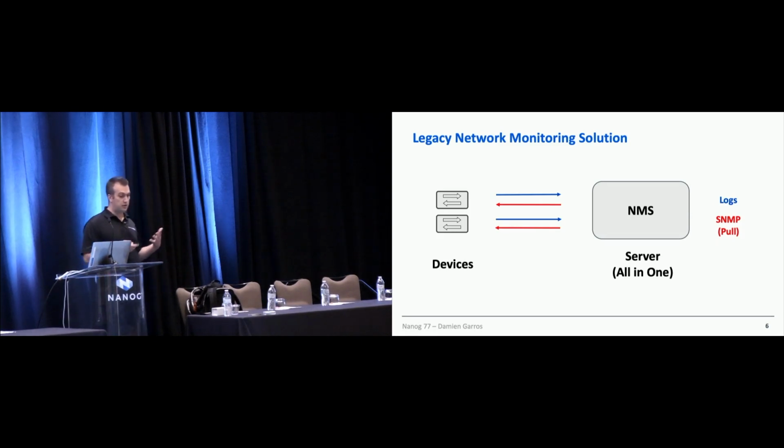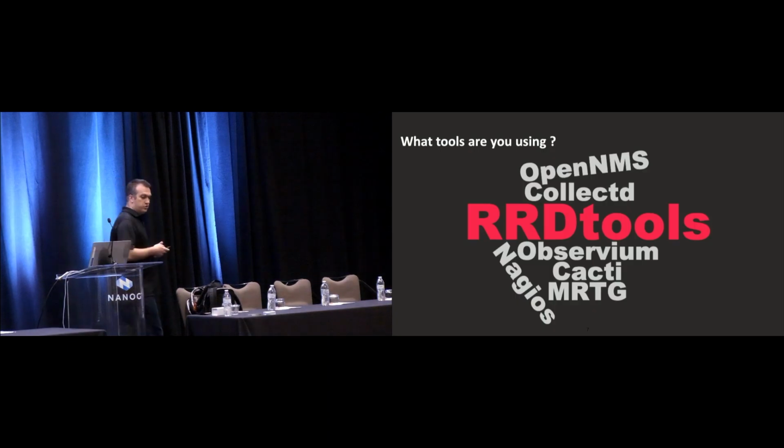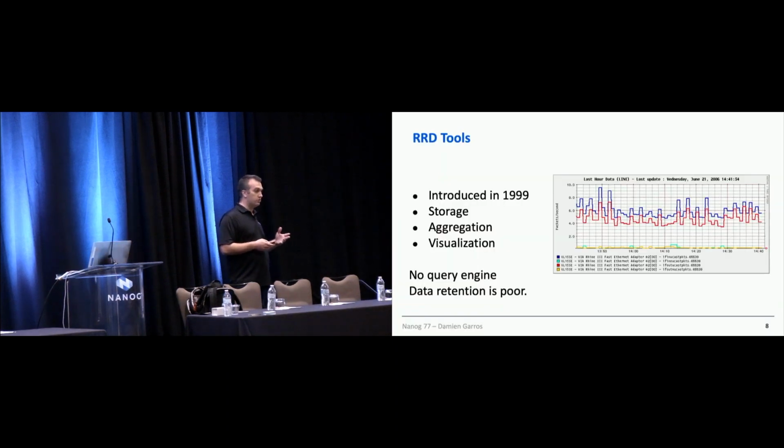What you may not realize is that all of those solutions, whether they are OpenNMS, CollectD, Observium, Cacti, or MRTG, are actually using a single component at the core, which is called RRDtool. That's what is generating those various graphs that we all have seen. Honestly, this tool was amazing when it was introduced in 1999. It offered capabilities that were unprecedented back then. But nowadays, it's a very outdated tool.